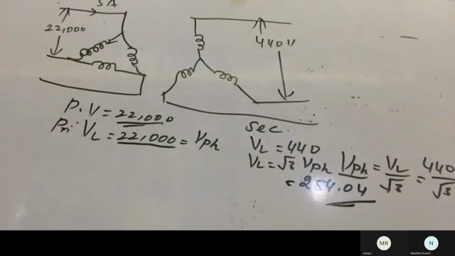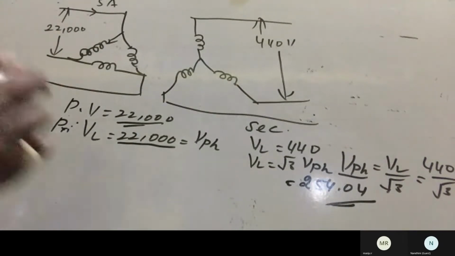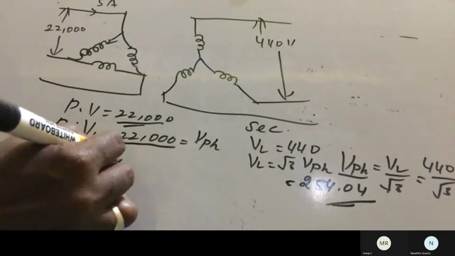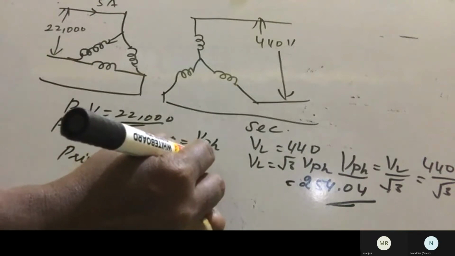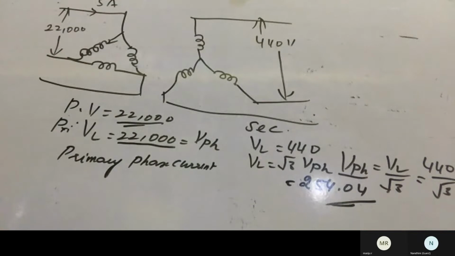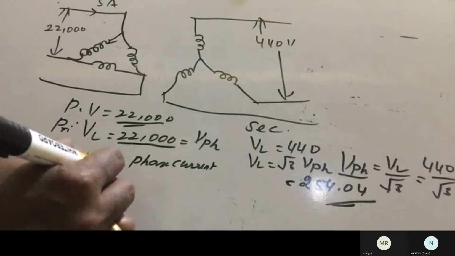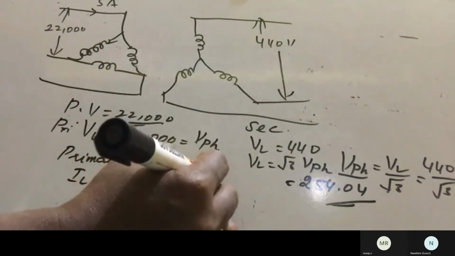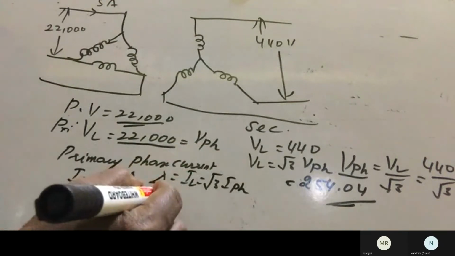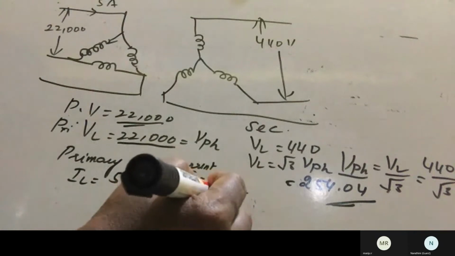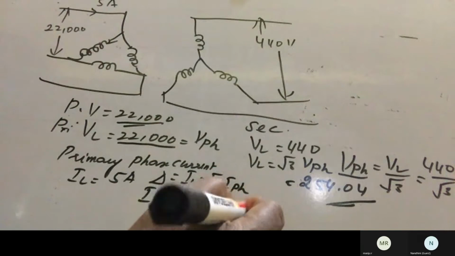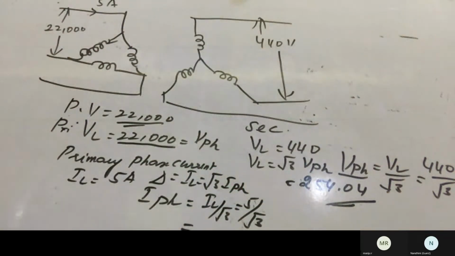Now, what about the phase current on the primary side? What is the line current? Actually, 5 amps. In delta connection, line current equals √3 times phase current. So phase current equals IL by √3, so 5 by √3. Nothing more, we just have to use that relation. That is 2.88.